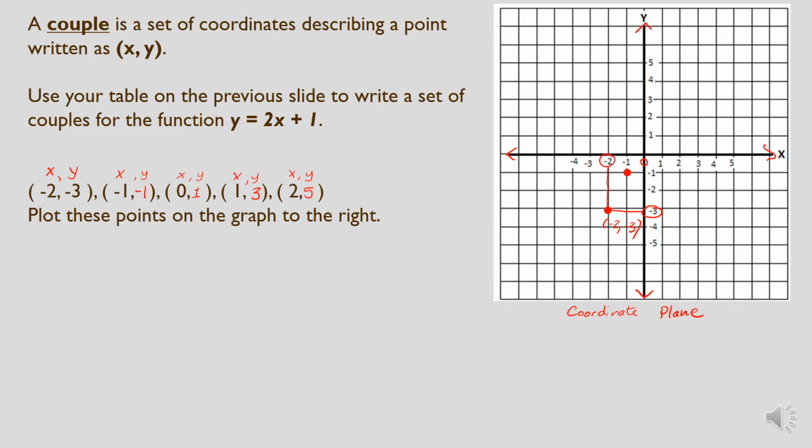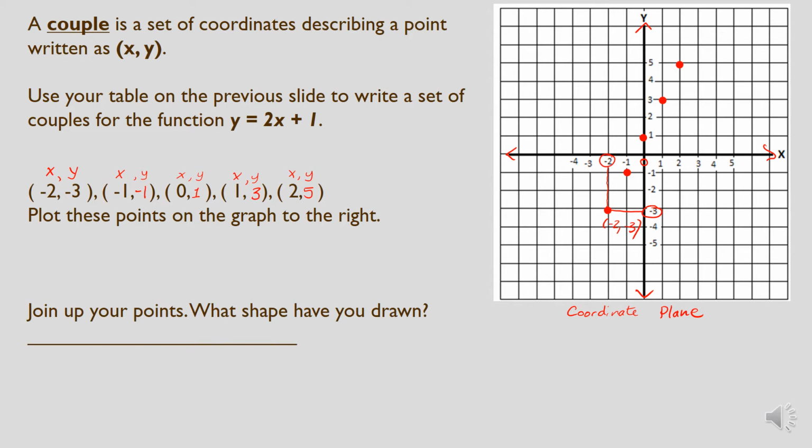So it'll be right on that line and up 1. Okay. The next one is to the right 1 step and up 3. And the last one is to the right 2 steps and up 5. So there we have the 5 points of the function plotted, and you can definitely see a pattern or a shape. Join up your points.